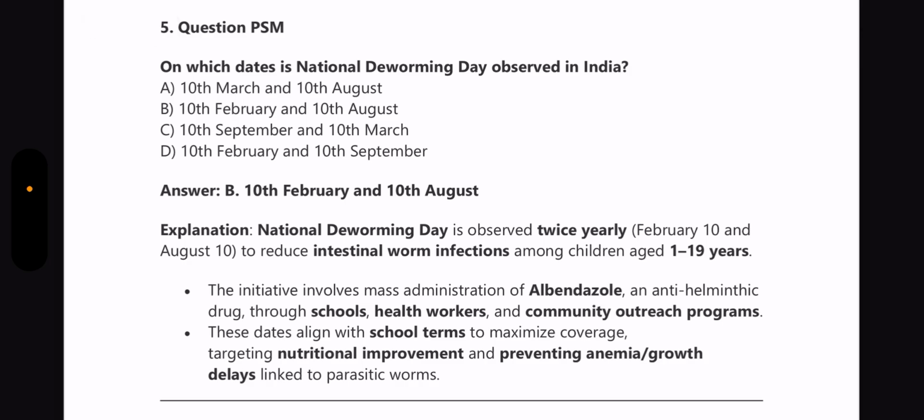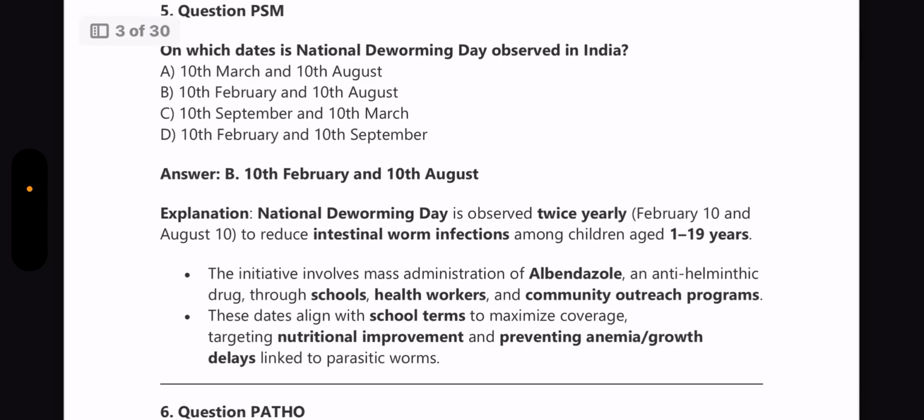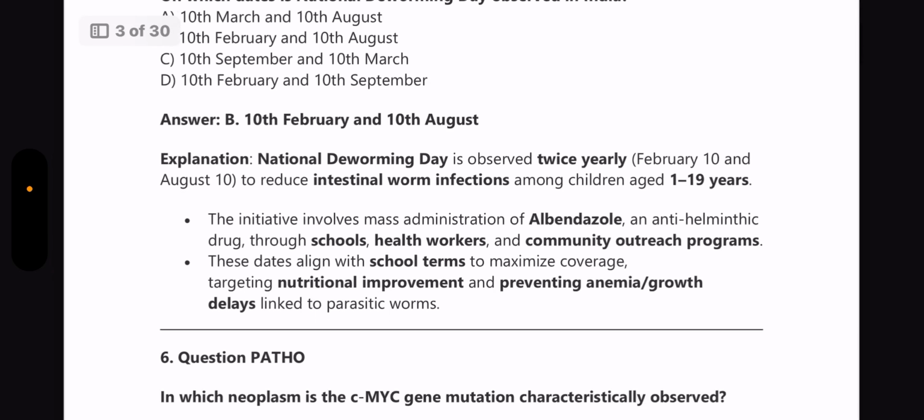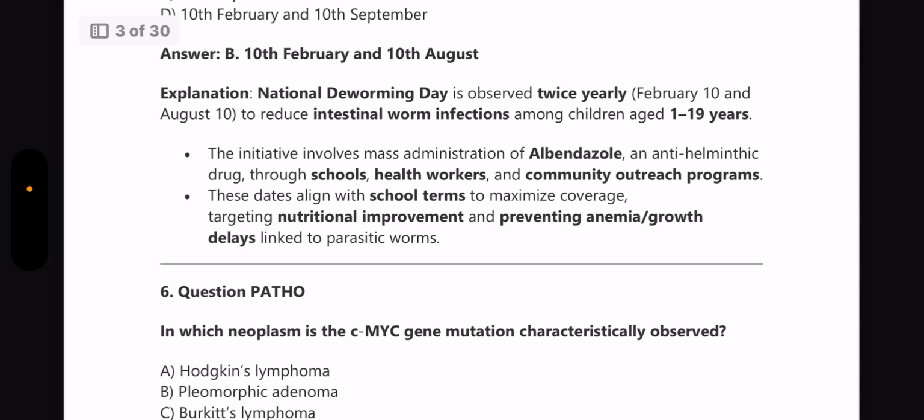So National Deworming Day is observed twice yearly on February 10th and August 10th to reduce intestinal worm infections among children aged between 1 to 19 years. The initiative involves mass administration of albendazole, an anthelminthic drug, through school health workers and community outreach programs, and these dates align with the school terms to maximize coverage, targeting nutritional improvement and preventing anemia or growth delays linked to the parasitic worms.